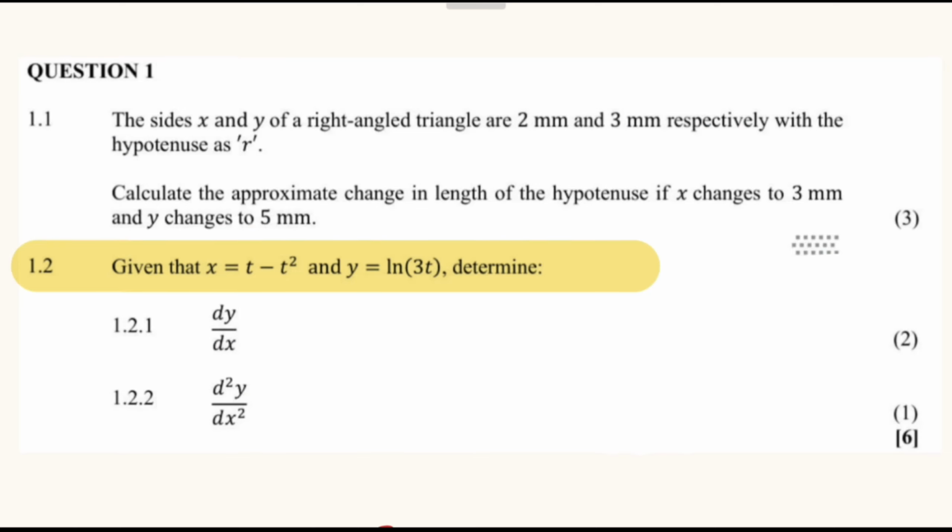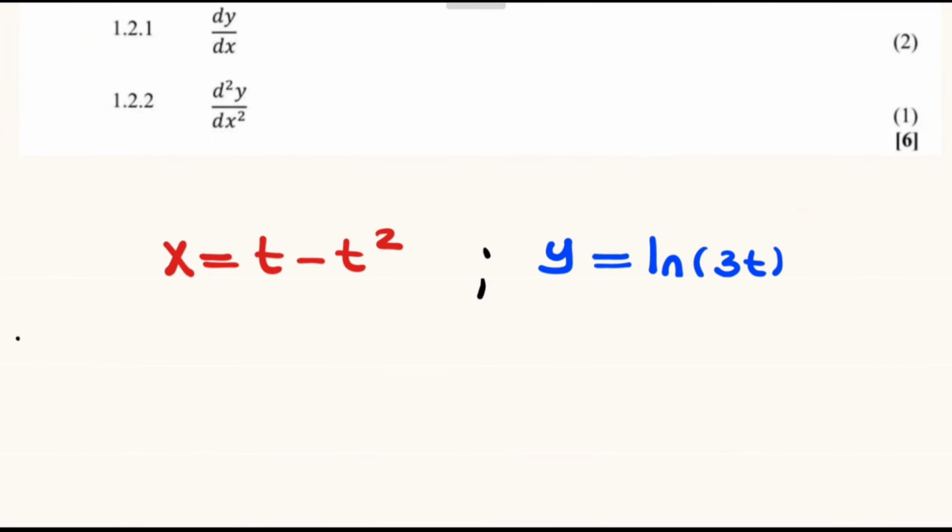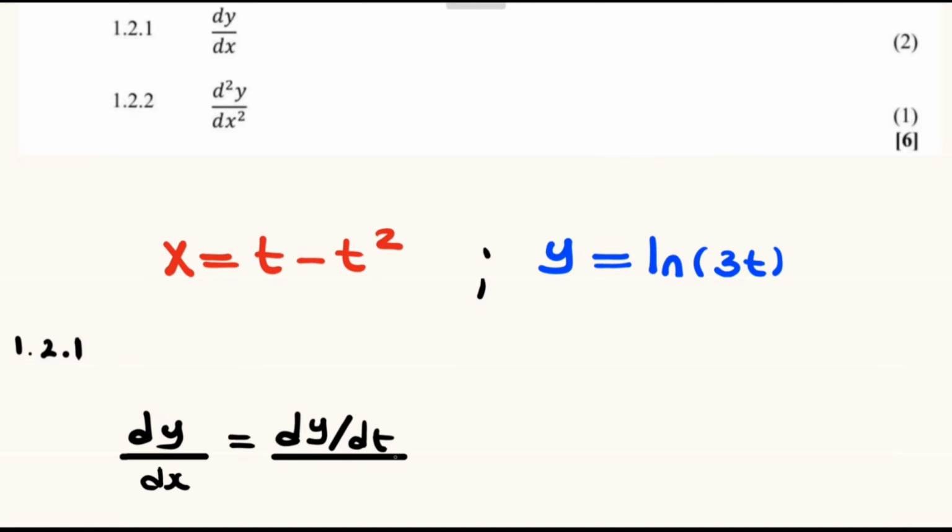Moving on, question 1.2, we are given the following parametric equations: x is equal to t minus t squared and y is equal to the ln of 3t. 1.2.1, we have to determine the derivative of y with respect to x, which will be equal to the derivative of y with respect to t, all divided by the derivative of x with respect to t.